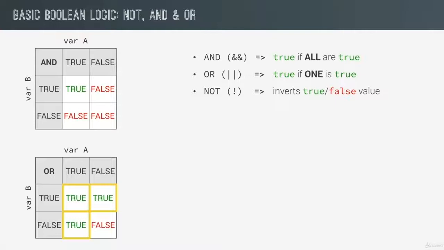And then finally, there's also the NOT operator. And this one is really simple. All it does is to invert the true or false value of a variable. So if variable a is true, then not a is false. And if a is false, well, then not a is true. So easy, right? Let's now look at a couple of examples.